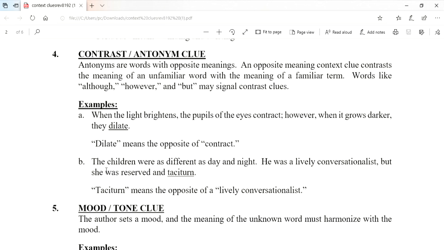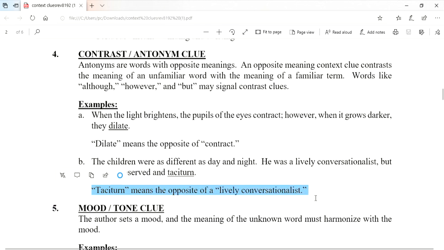Okay, so these things do exist in our passages, and we have to pay attention to them. You must draw our attention onto them to be able to tell the meaning of words. So taciturn means the opposite of a lively conversationalist. All right, good. We're going on.